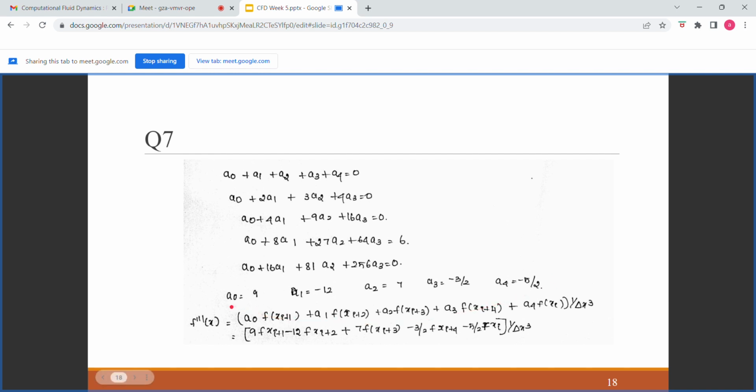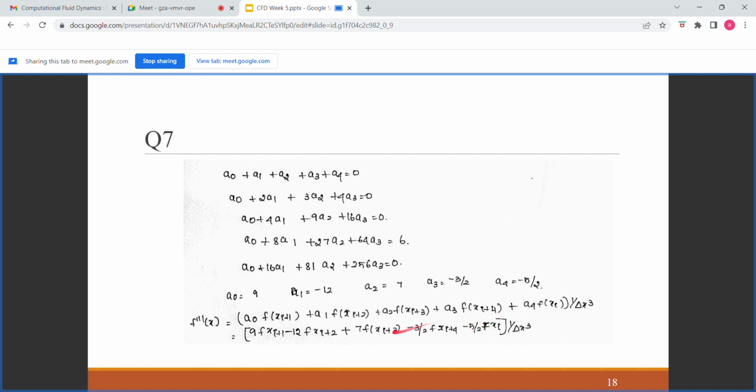So f triple dash of x is basically 1 by delta x cube, into a0 f of xi plus 1, plus a1 f of xi plus 2, plus a2 f of xi plus 3, plus a3 f of xi plus 4, plus a4 f of xi. So when we substitute back the coefficients in this equation, we will be getting 9 f of xi plus 1, minus 12 f of xi plus 2, plus 7 f of xi plus 3, minus 3 by 2 f of xi plus 4, minus 5 by 2 f of xi.